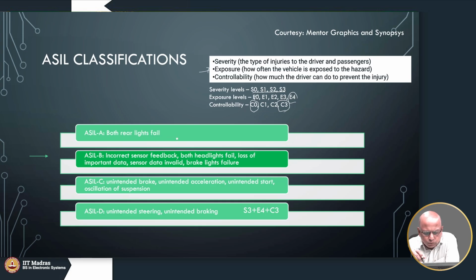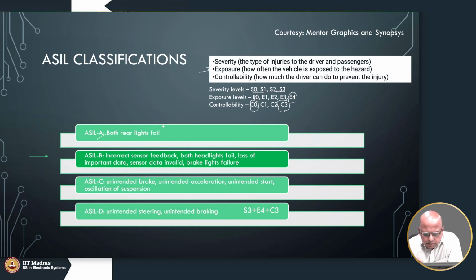So for ASIL A, an example could be both rear lights fail. It's a bad thing. If both rear lights fail, it can lead to an accident. But we consider it as an A. First of all, the likelihood of it happening is low because both of them have to fail. Second, the severity level may not be so high. There may be other ways. Even though your car rear lights may have failed, the person behind you may be using high beam and he still sees you. So it may be like ASIL A.